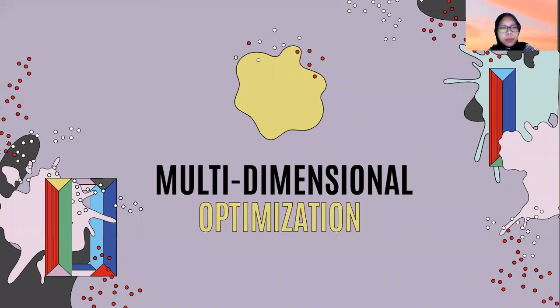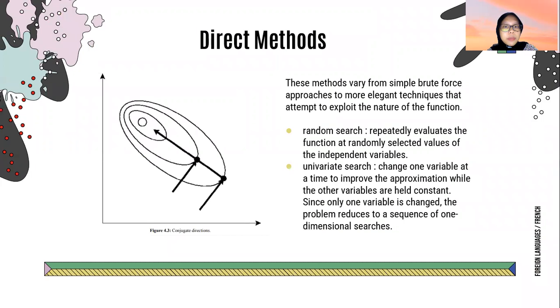And then we're going to move into multi-dimensional optimization. First is the direct methods. These direct methods are actually very complicated, where we can use these methods with a random search or univariate search. In random search, we repeatedly evaluate the function at randomly selected values of the independent variables. And in univariate search, we change one variable at a time to improve the approximation, while the other variables are held constant. Since only one variable is changed, the problem is reduced to a sequence of one-dimensional searches.